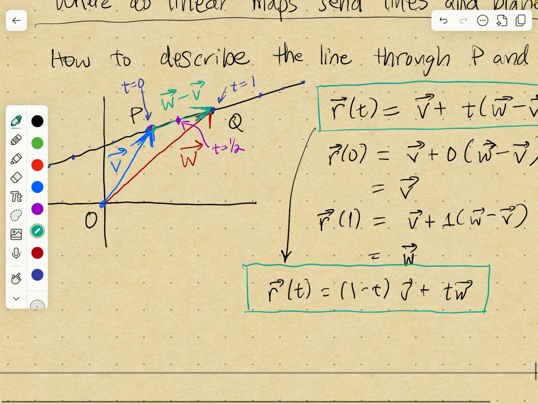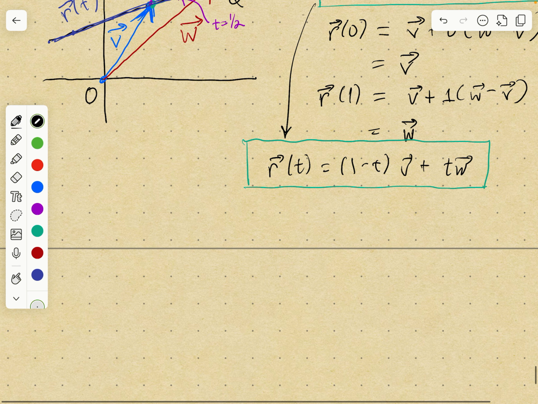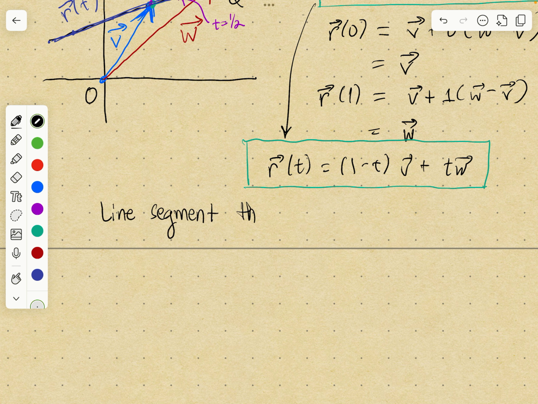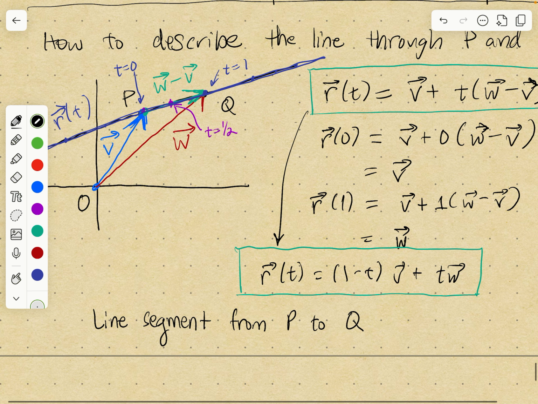So if you plug in all the values of t into this function, then you're going to get this line that goes through P and Q. So what happens if you want the line segment? You don't want the entire line. This would be the line segment from P to Q. Well, if you wanted that, you would just want a piece of the line, and you only want a piece from which values of t?